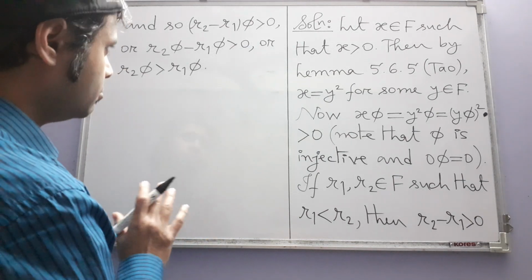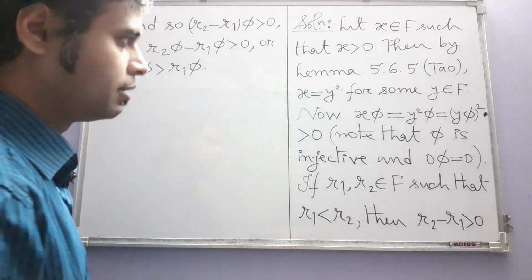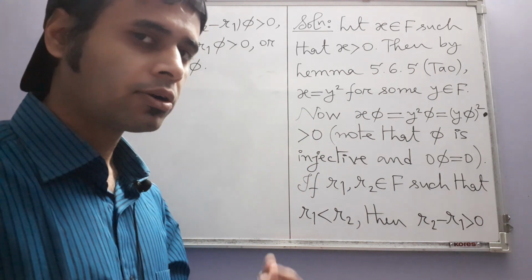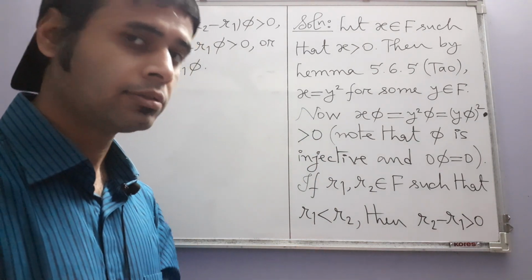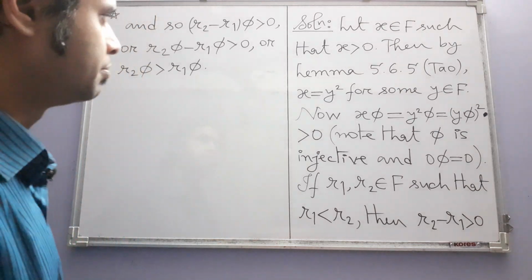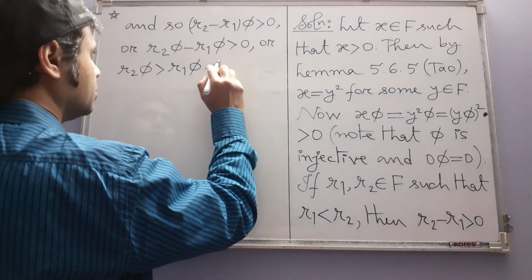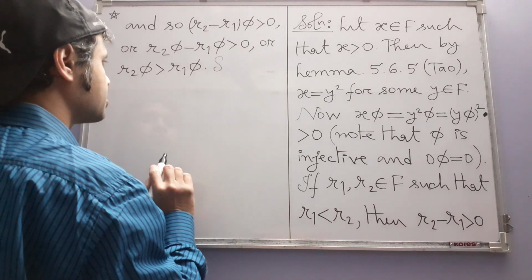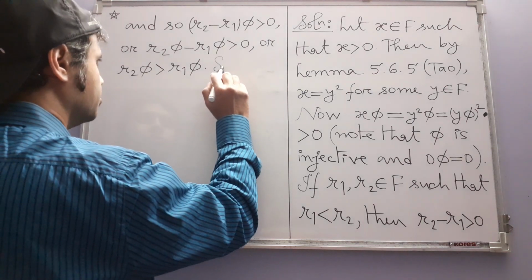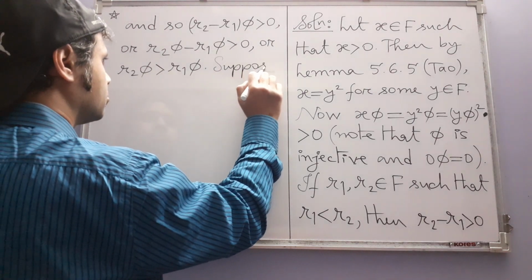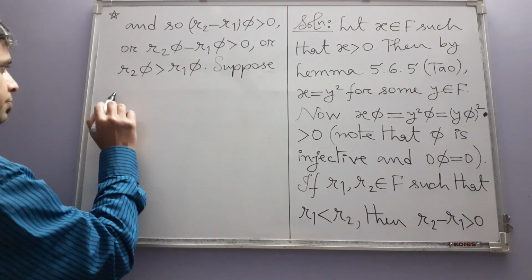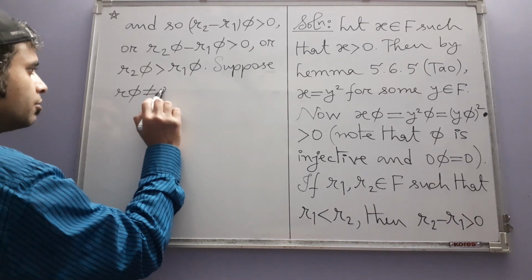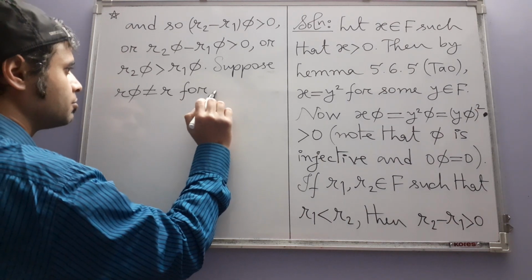Okay, now with this new information, what else can we say about phi? Our aim is to show that phi actually does not change anything. If you apply phi on a real number, then you are going to get that real number back. That is, phi is the identity map. Okay. Now, suppose that is false. Suppose the negation is true. Suppose that the image of R under phi is not equal to R for some real number R.